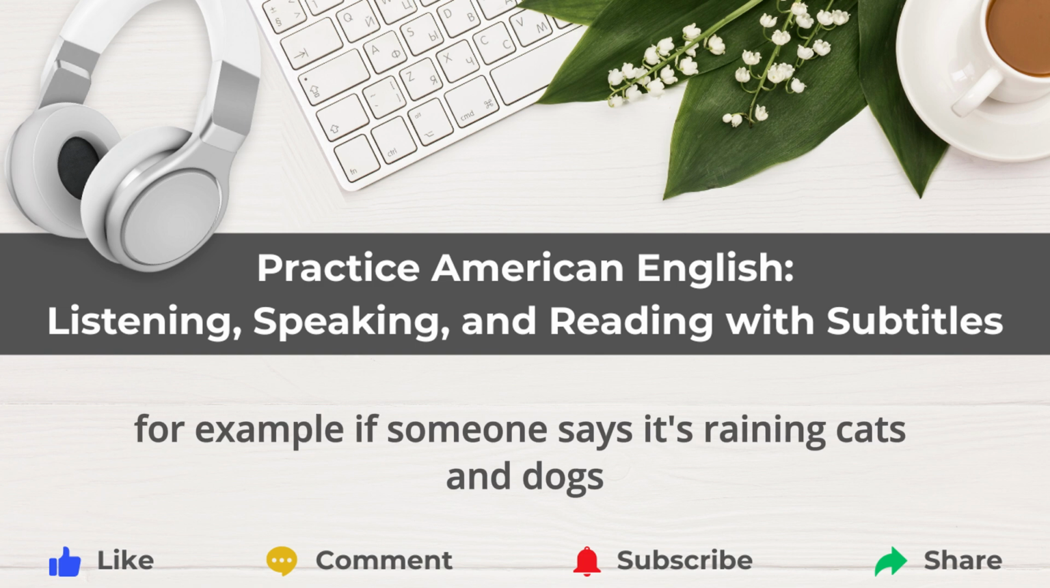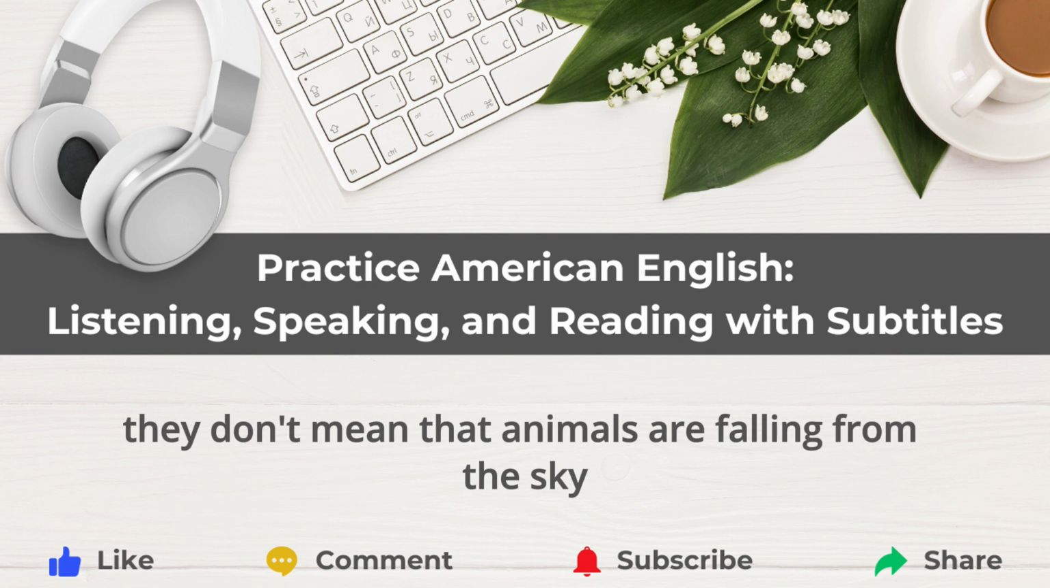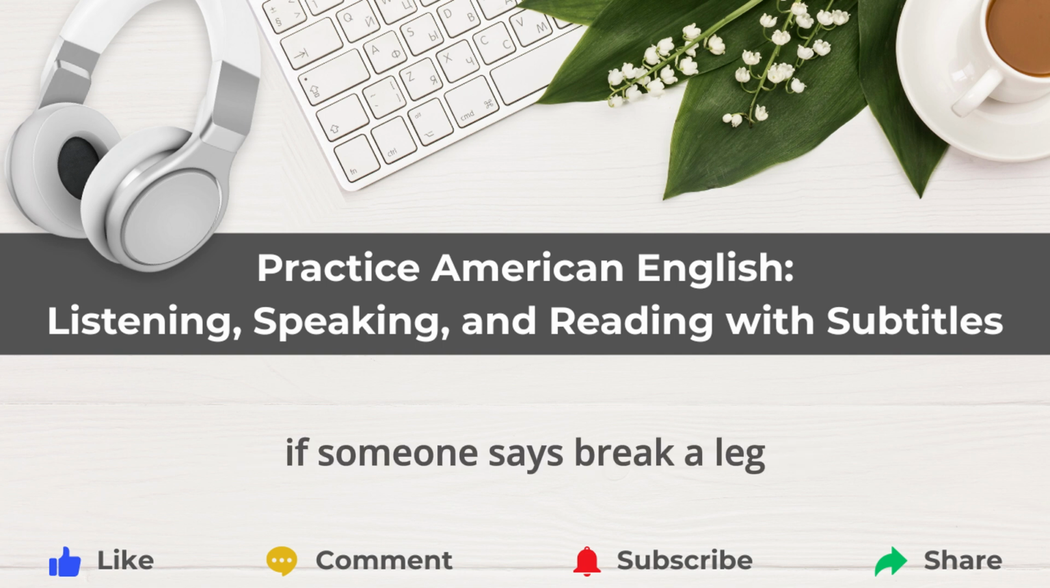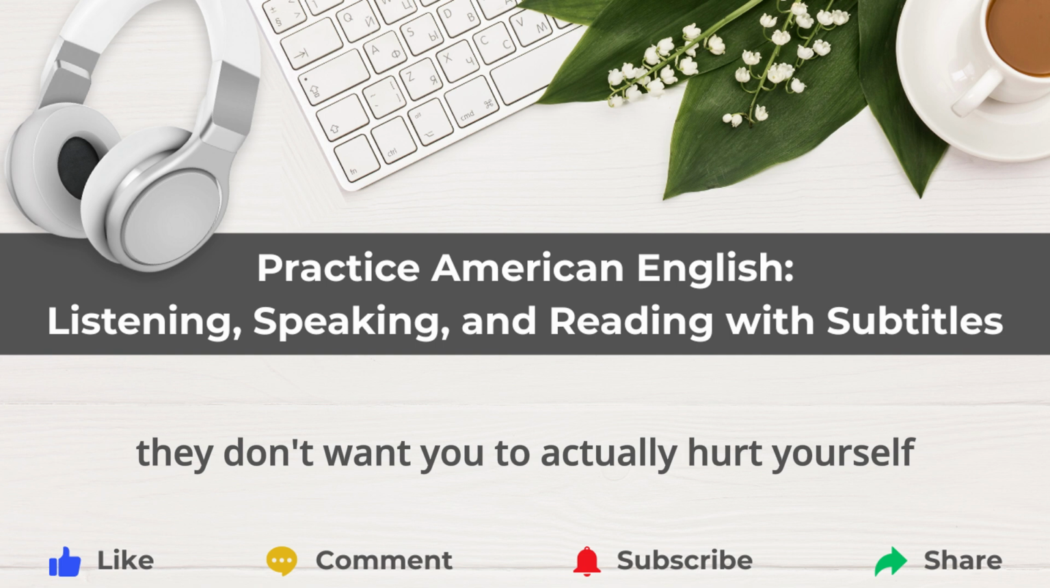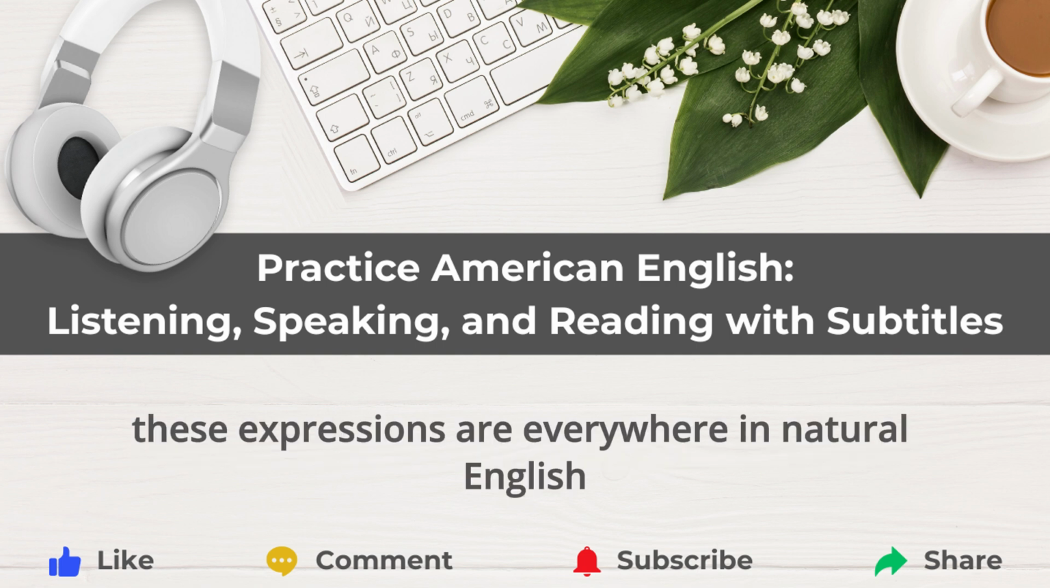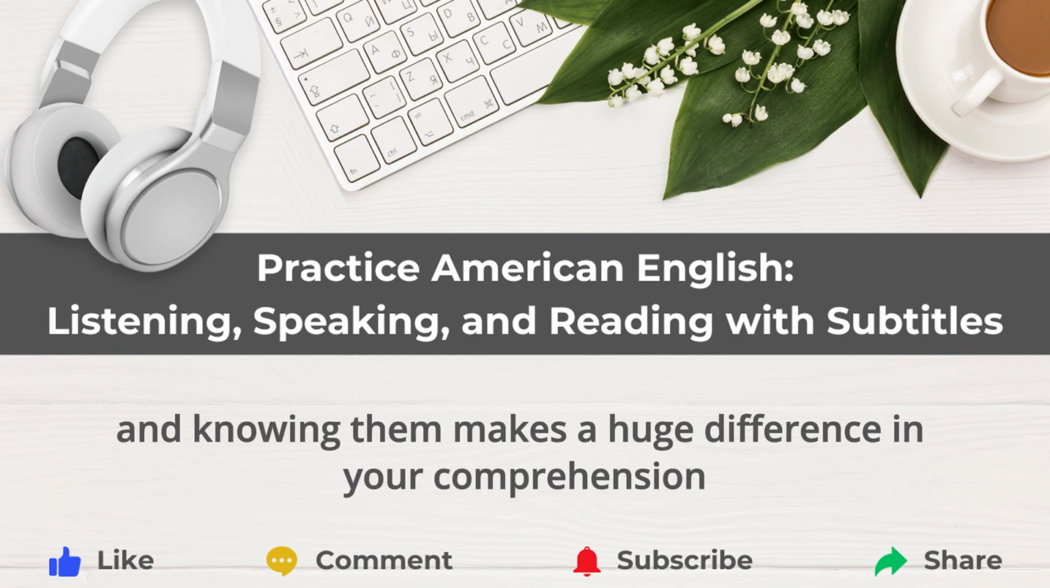For example, if someone says it's raining cats and dogs, they don't mean that animals are falling from the sky. They mean it's raining very heavily. If someone says break a leg, they don't want you to actually hurt yourself. They're wishing you good luck. These expressions are everywhere in natural English, and knowing them makes a huge difference in your comprehension.